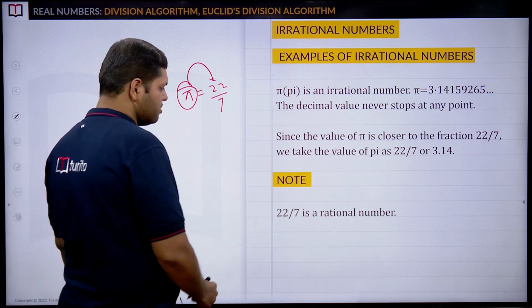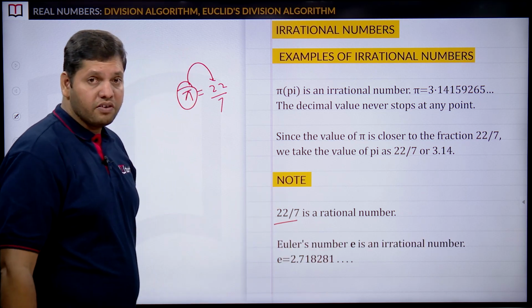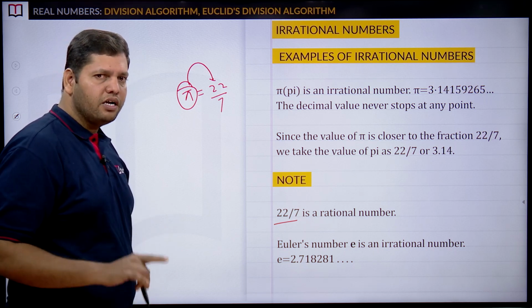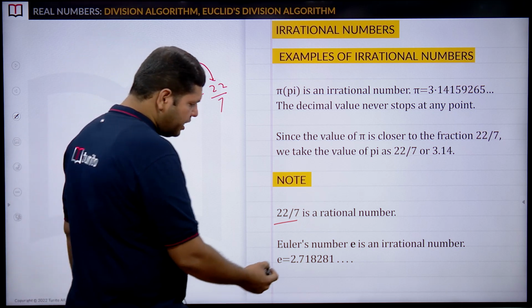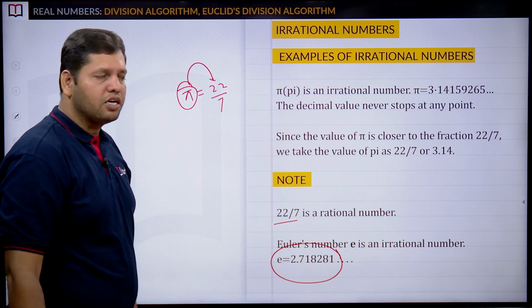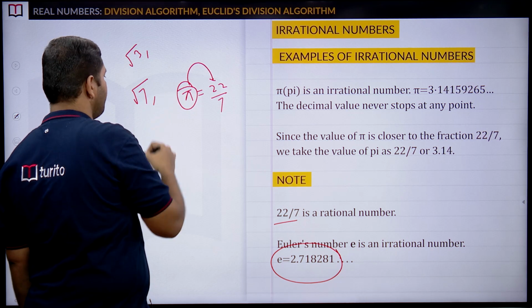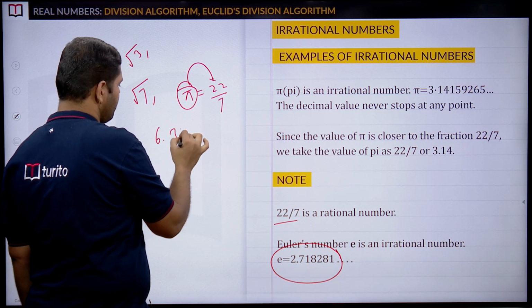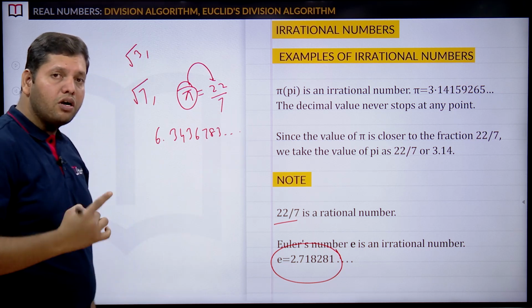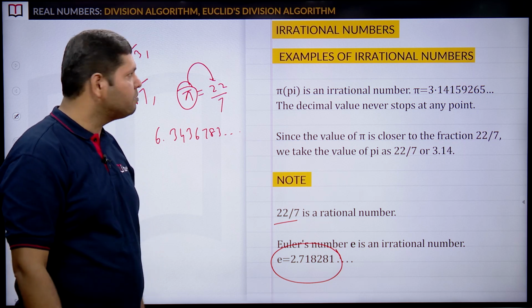I remember, children, I told you already, 22 by 7 is a rational number, but it is not equal to pi. Pi is different, 22 by 7 is different. Next one, children, Euler number. This number also I can say is an irrational number. You can take some other numbers like root 3, root 7 and something like 6.3, 4, 5, 6, something 8, 3, 2 and so on. Non-terminating and non-repeating decimal expansions we can also take as examples of what?